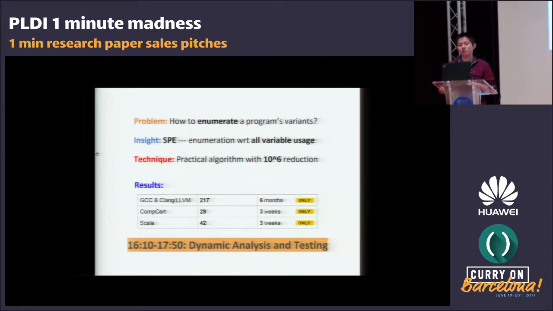And our algorithm achieves about 6 orders of magnitude size reduction. So our result is, again, very appealing. In half a year, we are able to find about 200 bugs in 2 mainstream C compilers. And we are able to find crashing bugs in the Clang front end and also 2 research compilers. And see you in the afternoon. Thank you.